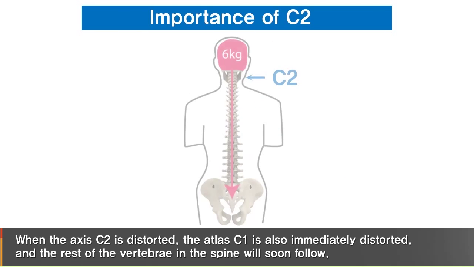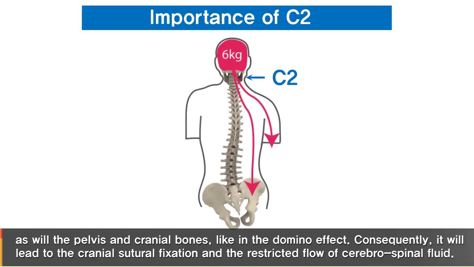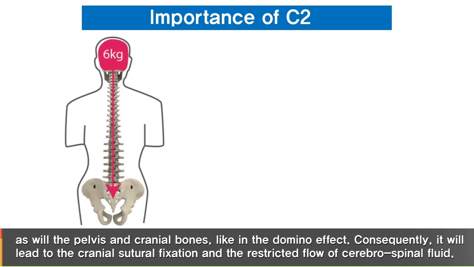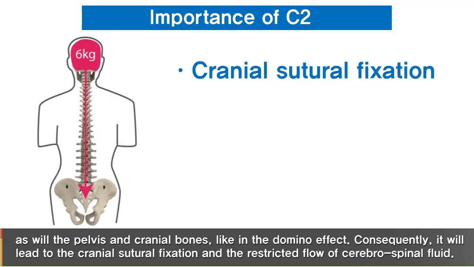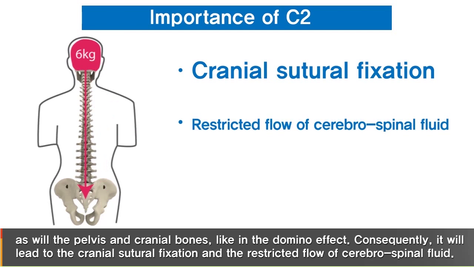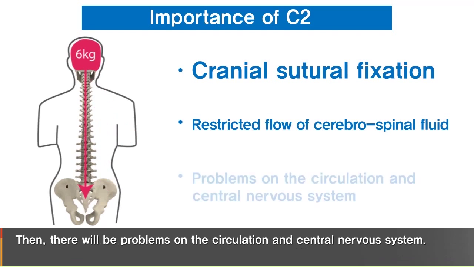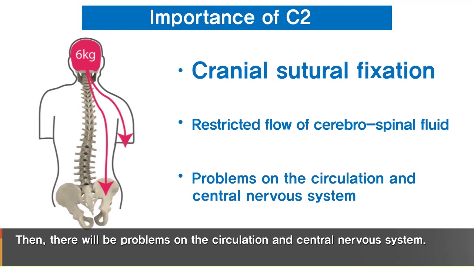When the axis C2 is distorted, the LSC1 is also immediately distorted, and the rest of the vertebrae in the spine will soon follow, as will the pelvis and cranial bones, like a domino effect. Consequently, it will lead to cranial structure fixation and restricted flow of cerebrospinal fluid. Then there will be problems with the circulation and central nervous system.